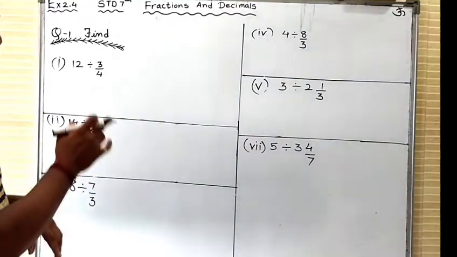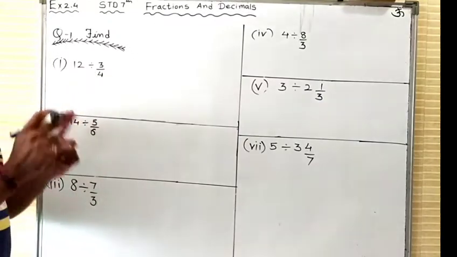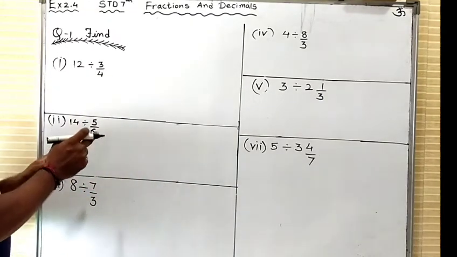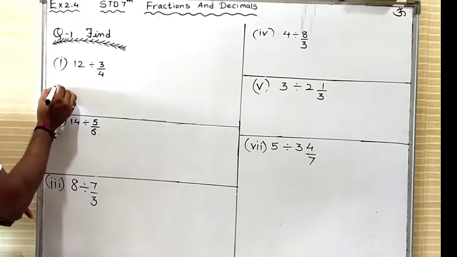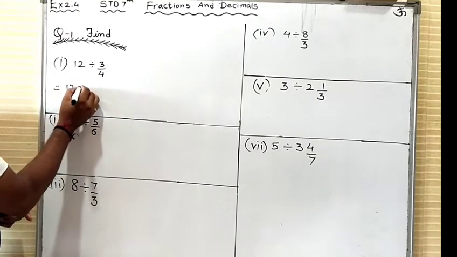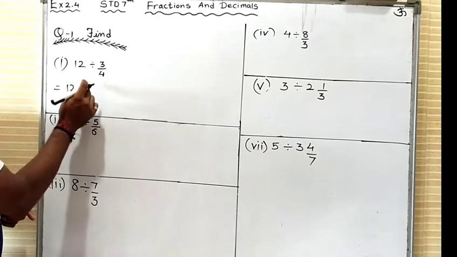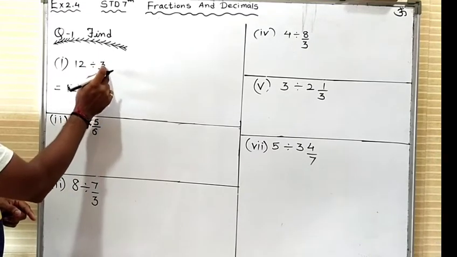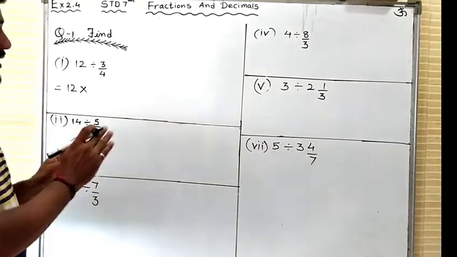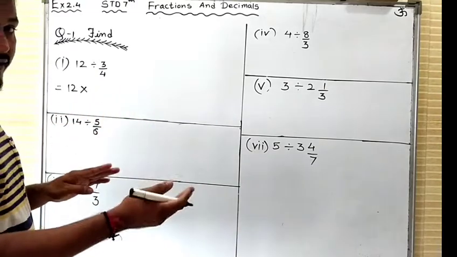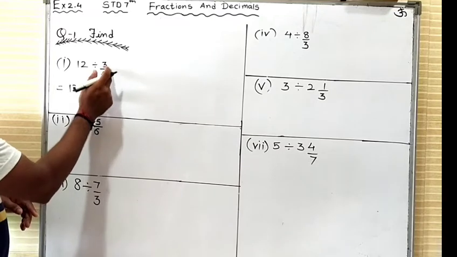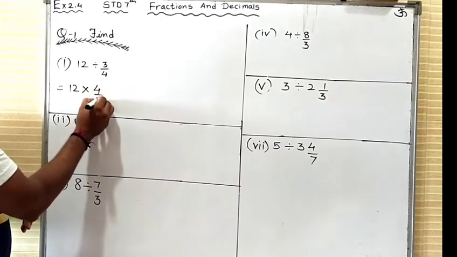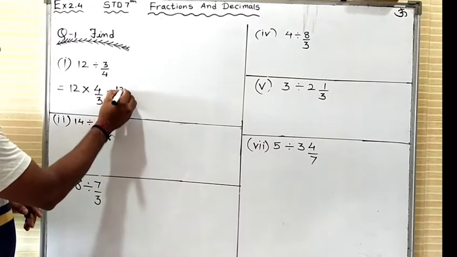It's very simple. You just need to convert this division into multiplication. While converting, you have to reciprocal this value. See how it works. 12 multiply, in place of division sign I put multiply. You have to reciprocal whatever the value is on the right hand side of the division sign. So just you need to reciprocal this value. 3 by 4 will become 4 by 3. Then you multiply.